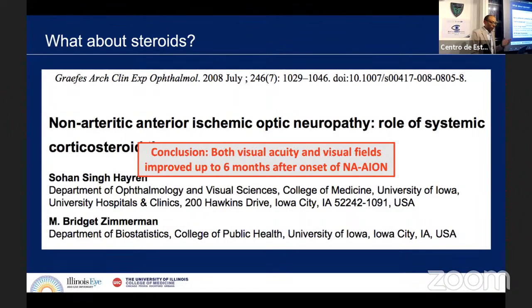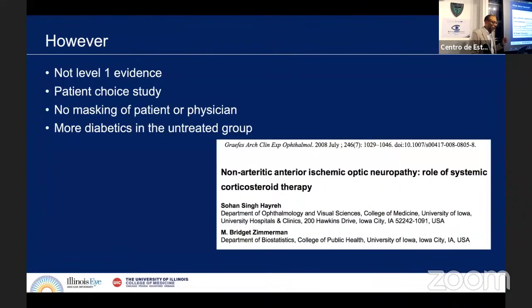And this study concluded that the use of steroids would be helpful, as both visual acuity and fields improved at 6 months in this particular study. But there were some caveats to this. It was not level 1 evidence, so it wasn't randomized. Patients chose whether they wanted to be observed or get steroids. The patients were not masked, and neither was the physician.